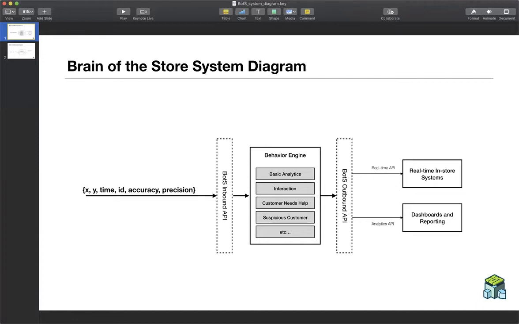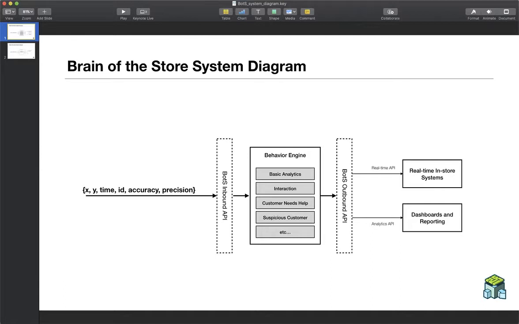You're seeing a block diagram of our system here. You can notice location data coming in from the left side into our inbound API. The location data is represented as an XY coordinate with a timestamp, an ID of the person being tracked, a notion of accuracy, is this actually the right person that we're tracking, and a notion of precision, is the XY coordinate that we have there actually the XY location of that person.